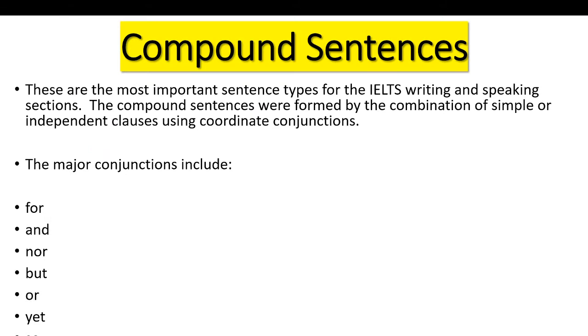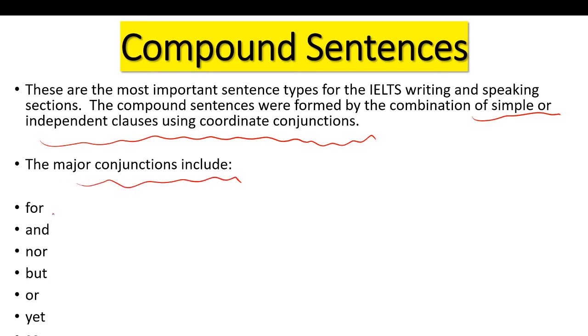Now let's look at what is more required in a bar graph. It is important for you to write compound sentences. These are the most important sentence types for IELTS writing and speaking sections. Compound sentences are formed by the combination of simple or independent clauses using coordinating conjunctions. The major conjunctions are for, and, nor, but, or, yet, so. So these are the compound sentences that you need to focus on.